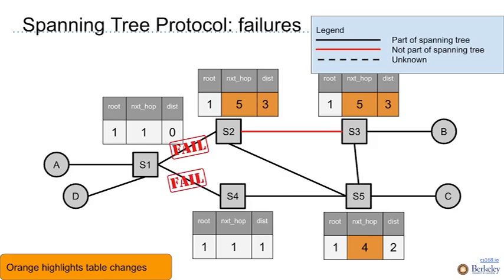So here is that example. What happens when that second link fails? Who would the root become? S2, the one with lowest ID, right?